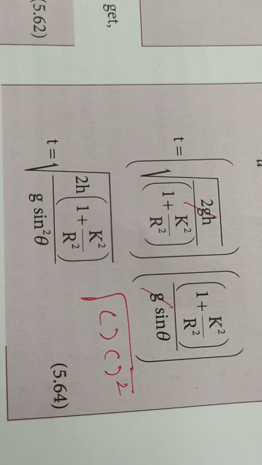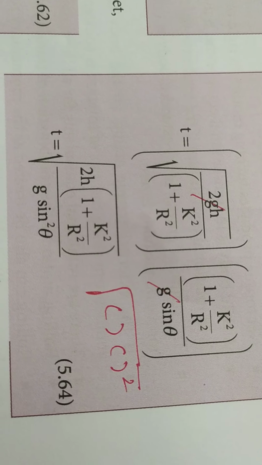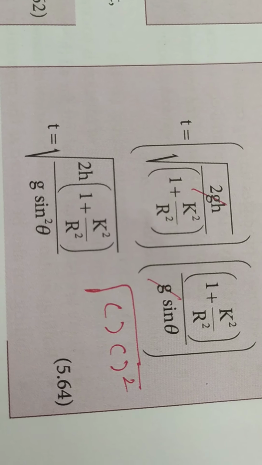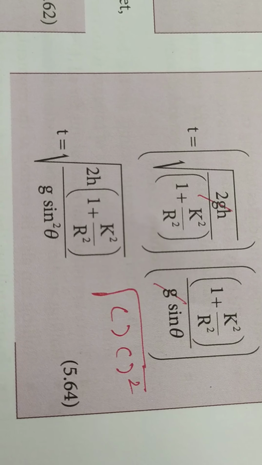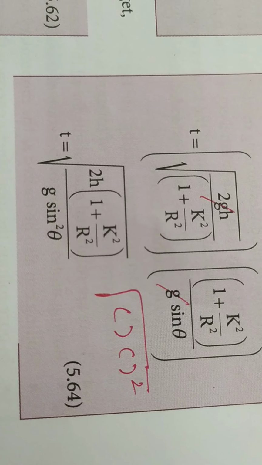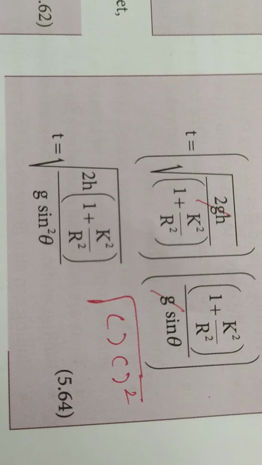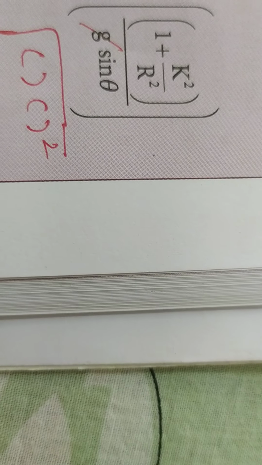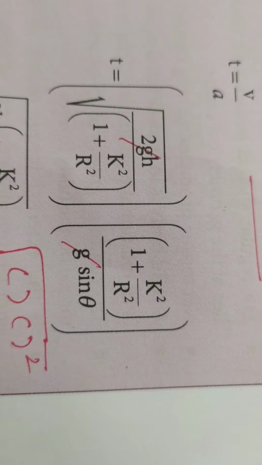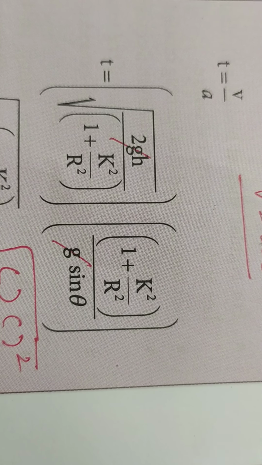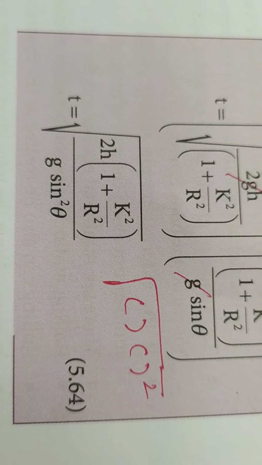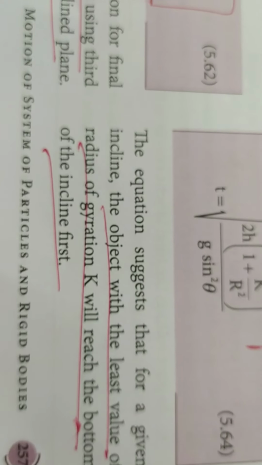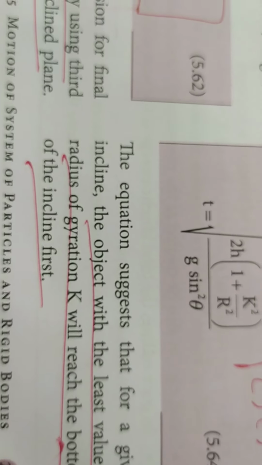So you will get 2h, and within the square root you bring all the terms to this side. So you will get 1 plus k square by R square the whole square, g square sin square theta, and so one g will get cancelled. So you will get t equal to the square root of 2h into 1 plus k square by R square by g sin square theta. That is, you bring this term into the square root, then that will become square. The whole term will become the square, and cancelling that you will get the time taken for rolling down the inclined plane. So we are getting the expressions for both acceleration and velocity.